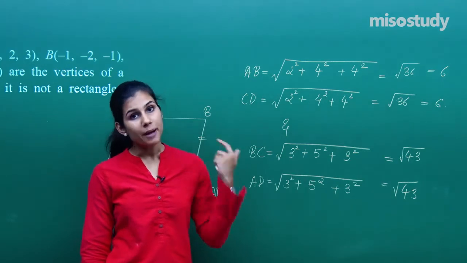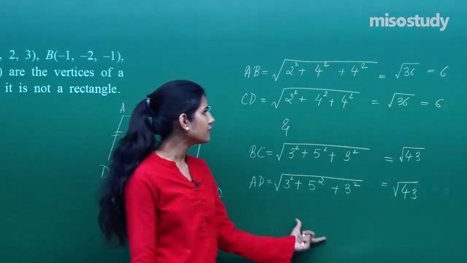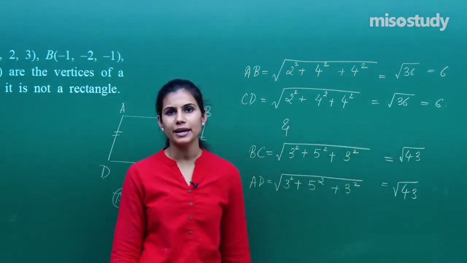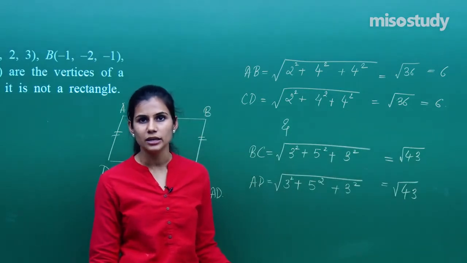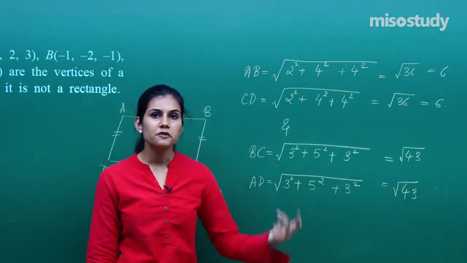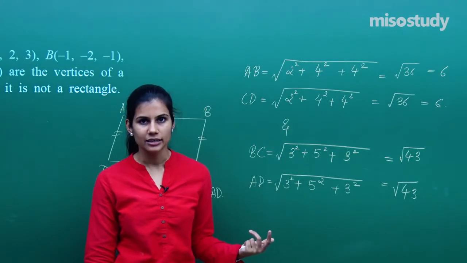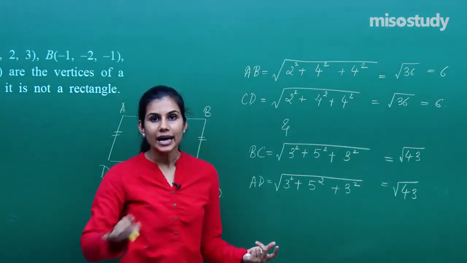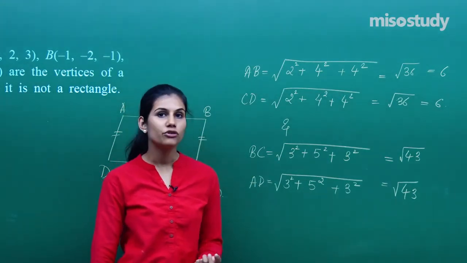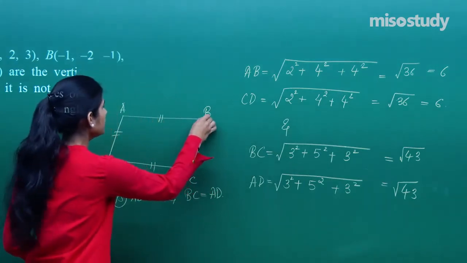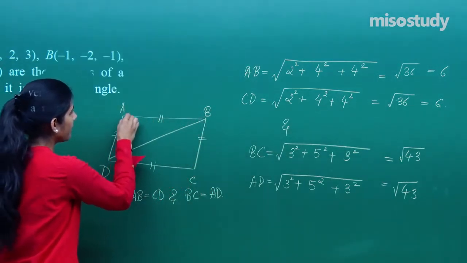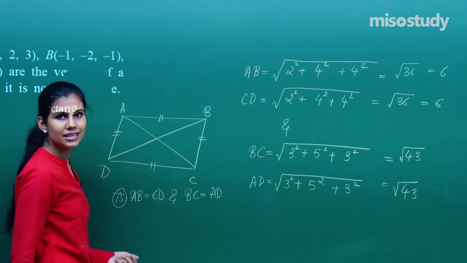I have to show it's a parallelogram, not a rectangle. Just after these steps, I cannot conclude it's a parallelogram because it can be a rectangle as well. What makes a parallelogram different from a rectangle is that in a rectangle, the lengths of the diagonals are also the same, but in a parallelogram, they are not the same. You know this? In a parallelogram, the lengths of the diagonals are not the same.